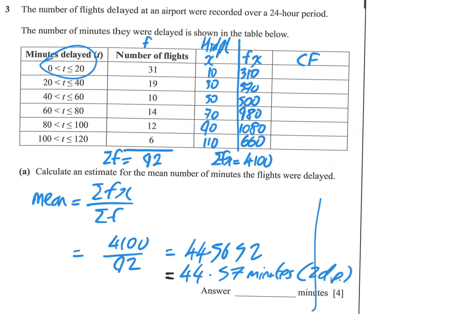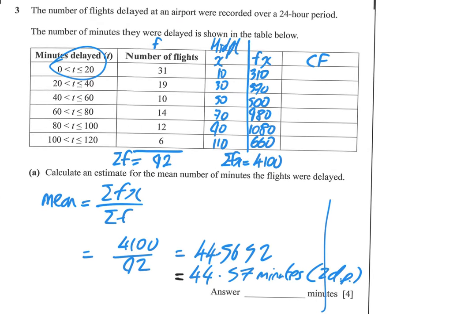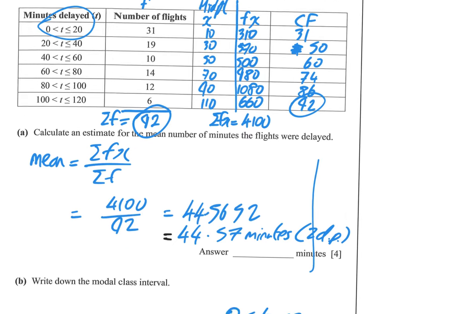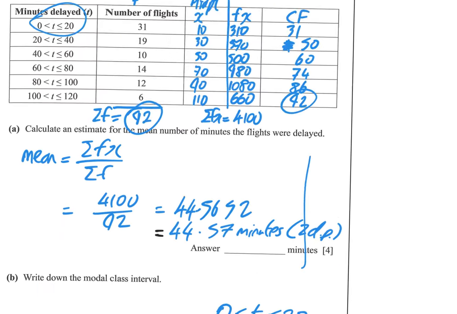So in this one, I'm just going to do a running total, so my cumulative frequency, to find out where my median is. So 31 plus 19 gives me 50, plus 10 gives me 60, plus 14 gives me 74, plus 12 gives me 86, and plus 6 gives me 92. So this number and this number are the same, so it looks like I've done that right. And then I want to find the 46th value.